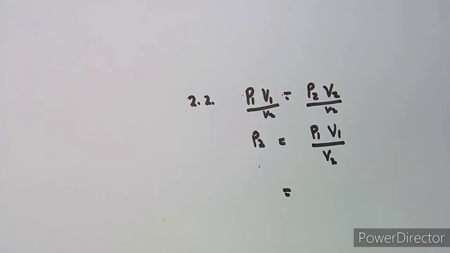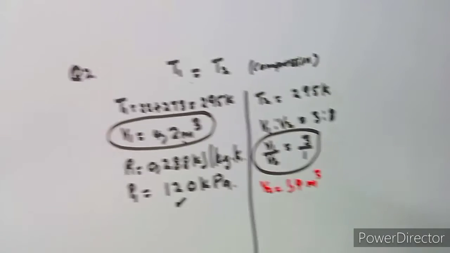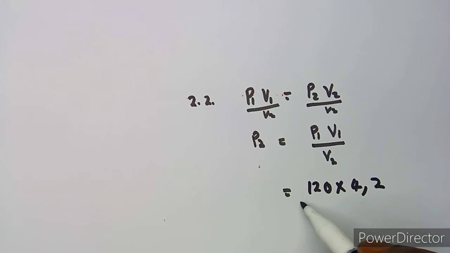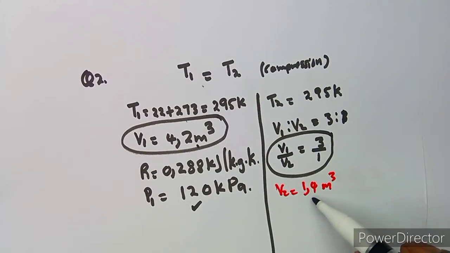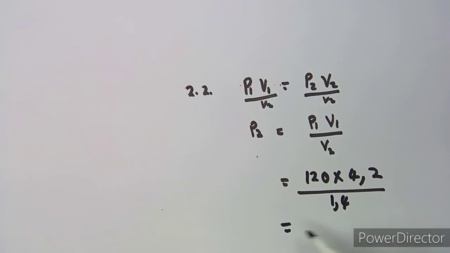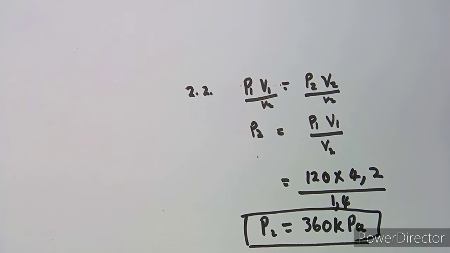So all we need, guys, is our information P1 and V1. That's 120 and 4,2. So we've got 120 times 4,2, everything over V2. Remember, we calculated V2. That's why I said we have to write this information. V2 is now 1,4. We calculated this. So we are going to obtain a pressure here, which is 360. Pressure is in what? Kilopascals. That's what you need to know. Pressure in kilopascal.